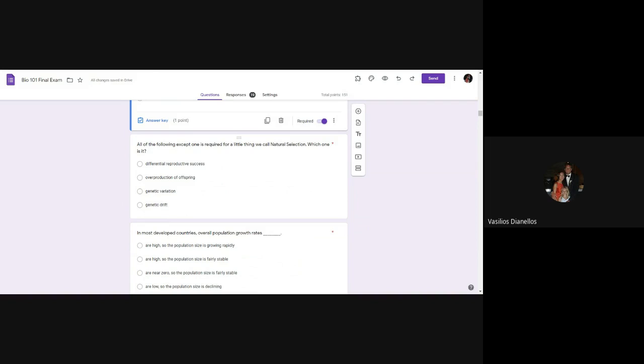moving forward. So again, we have a list of things that are required for natural selection. Which one is not? Let's look at the choices. Differential reproductive success. Yeah, that is definitely required for natural selection. We just talked about that earlier when we were talking about relative fitness. Overproduction of offspring. Yeah, because that's what causes the struggle to survive, the competition, right? If everybody's just living fat and happy and there's no competition, then there is no advantage to having this gene or this allele over that allele or this phenotype over that phenotype, right? There's no advantage. Therefore, there's nothing for nature to select.